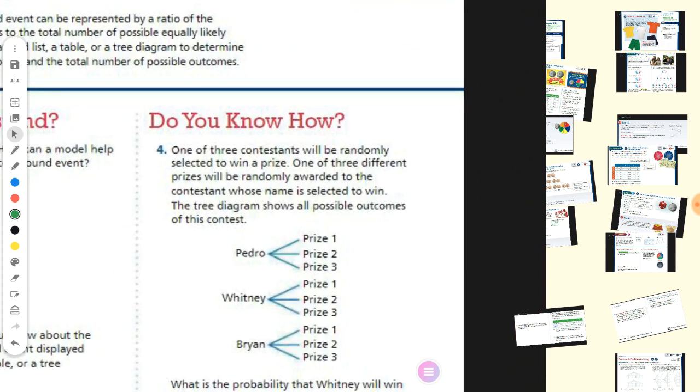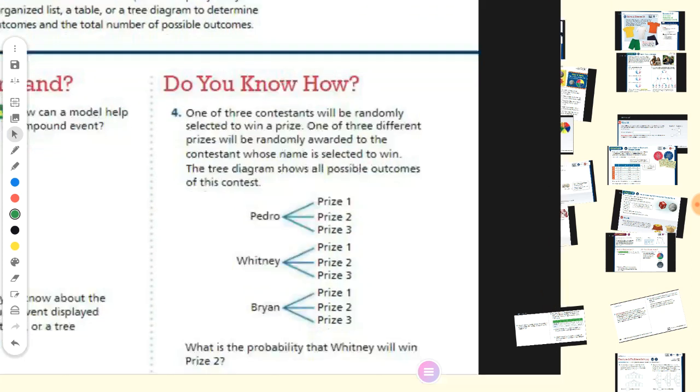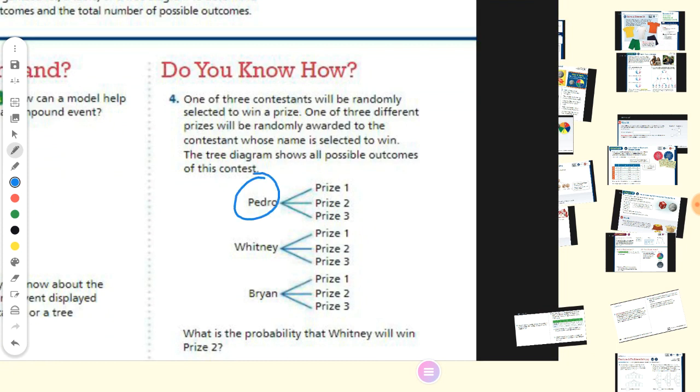In this exercise, 1 of 3 contestants will be randomly selected to win a prize. 1 of 3 different prizes will be randomly awarded to the contestant whose name is selected to win. The tree diagram shows all possible outcomes of this contest. I have 3 contestants: Pedro, Whitney, and Brian.